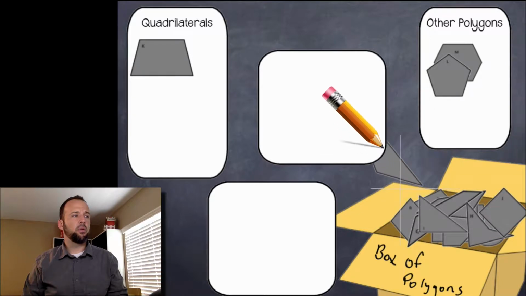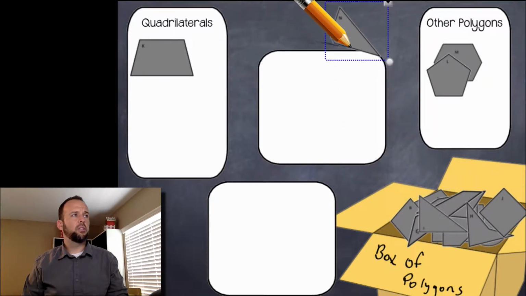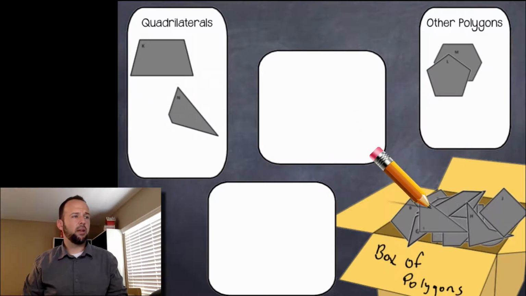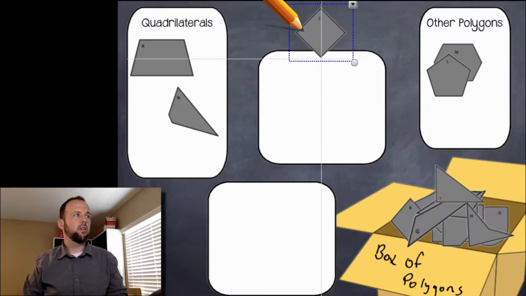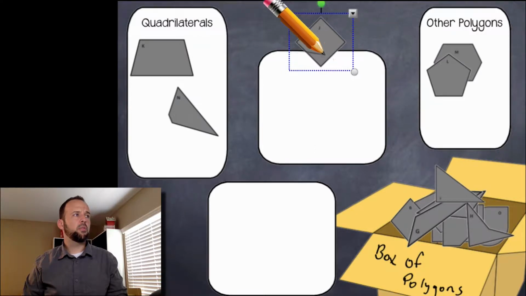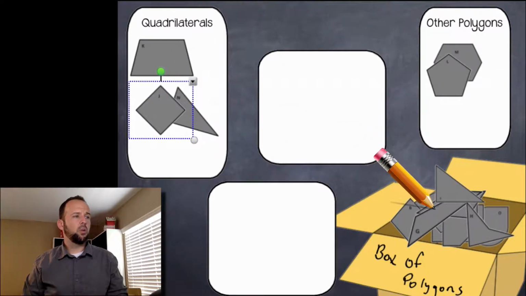Let's keep going through. Here's another one with 1, 2, 3, 4 sides. 4 sides there. So here's another quadrilateral. Here's another one. 4 sides. 1, 2, 3, 4. Cool, finding some good quadrilaterals in here.